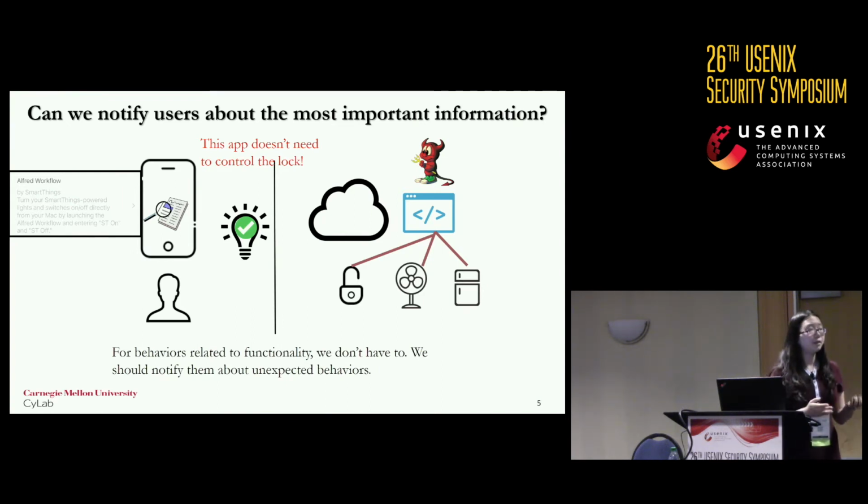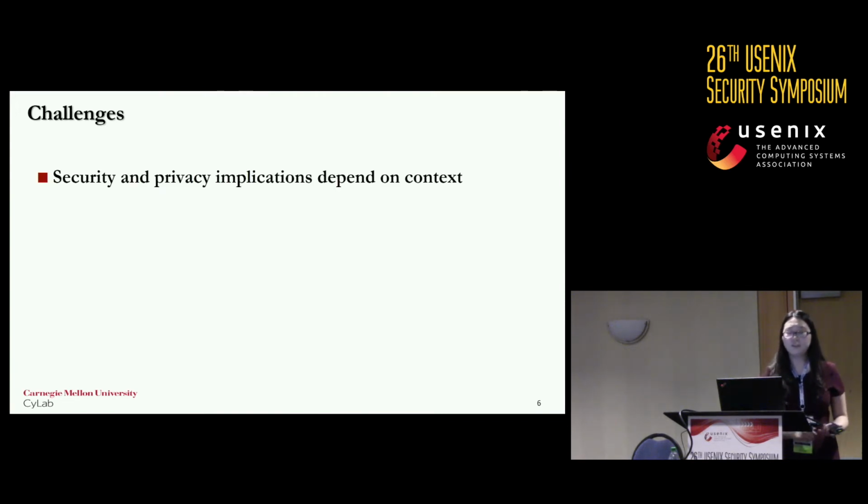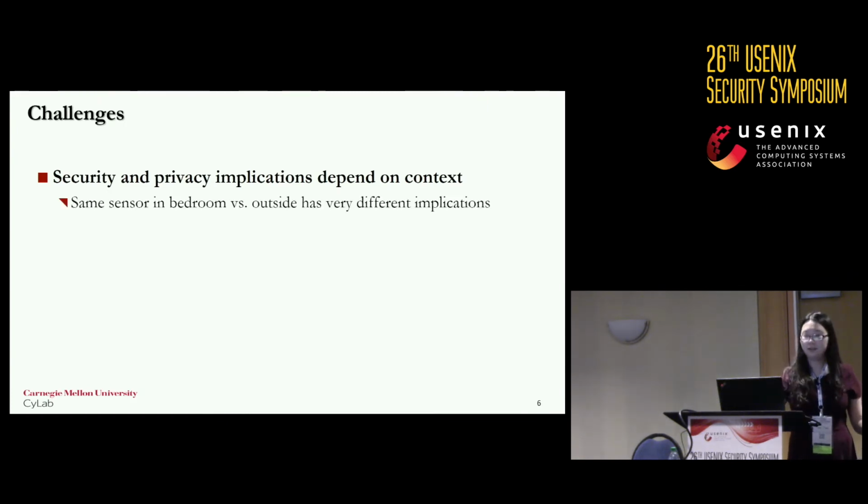However, to build such a system is not easy. There are several challenges, majorly because of the features of smart home and many IoT systems. The first challenge is that the security and privacy implication really depends on the context. For example, previously, when you are using a smartphone app and the app asks permission to read a motion sensor, you know that it's just the motion sensor on your phone. It's accurate. But what if the smart home app wants to read your motion sensor?